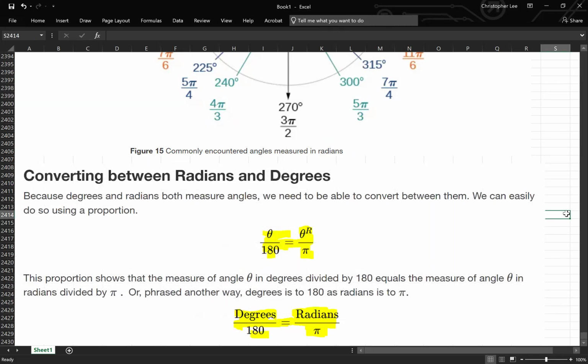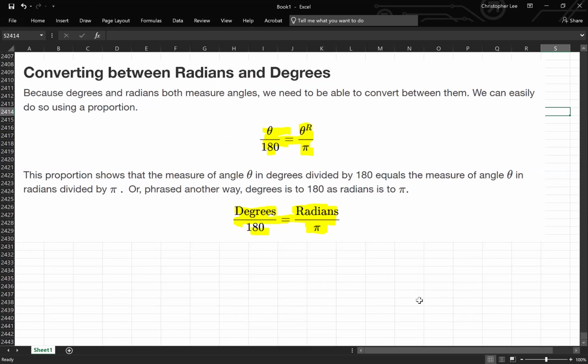So converting between radian and degrees: because degrees and radian both measure angles, we need to be able to convert between them, right? We can easily do so using a proportion. Theta over 180 is equal to the theta r that we're looking for divided by pi. This proportion shows that the measure of an angle theta in degrees divided by 180 equals the measure of the angle theta in radians divided by pi. Or phrased another way, degrees is to 180 as radians is to pi.